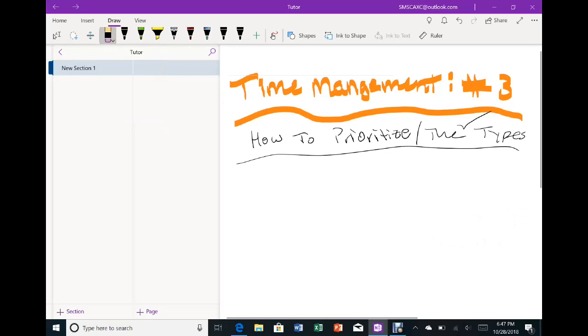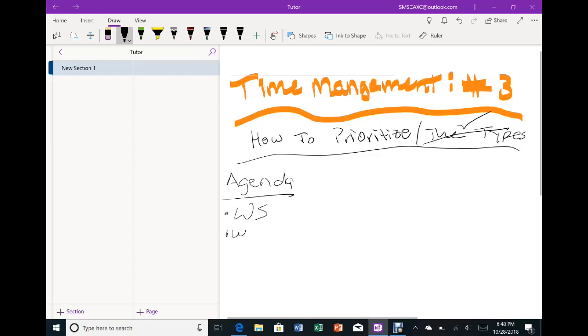Alrighty. How to prioritize, what we're going to move on to next. Okay, so for how to prioritize, okay, so let's show a mock agenda for this. Alrighty.